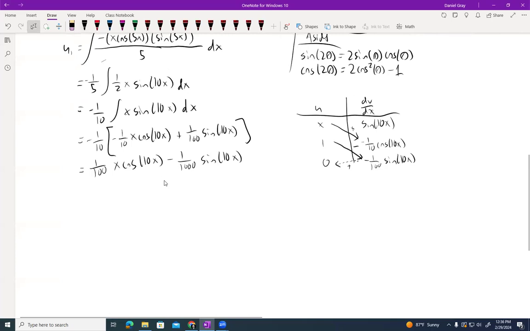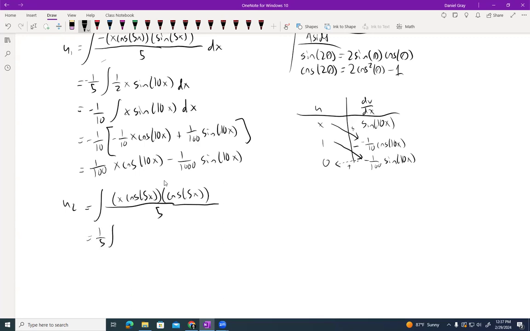Now we'll go ahead and do my u2. That's going to be the integral of, now I don't have a negative sign upstairs, so we're just going to have f of x multiplied by my y1 of x, which is cosine of 5x. And this is all divided by 5 still. So I could factor the 5 out. So we get 1/5 integral of x cosine squared of 5x.